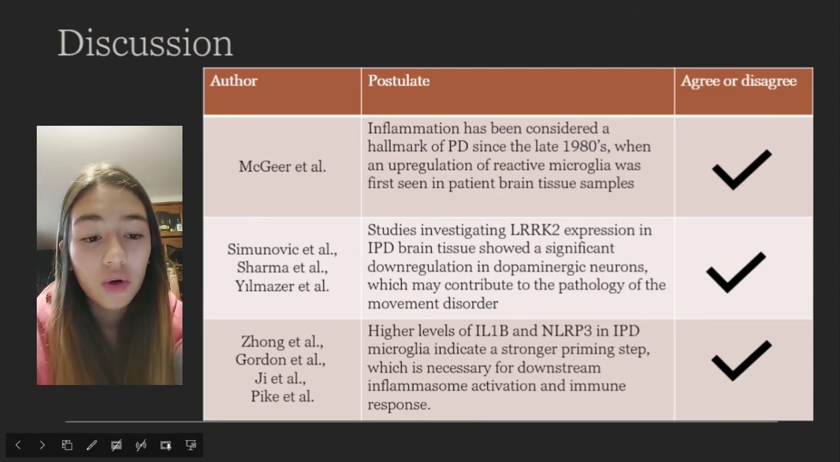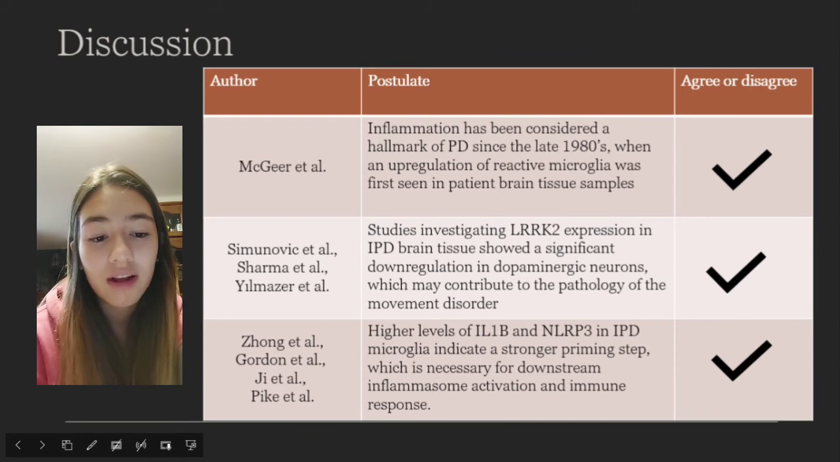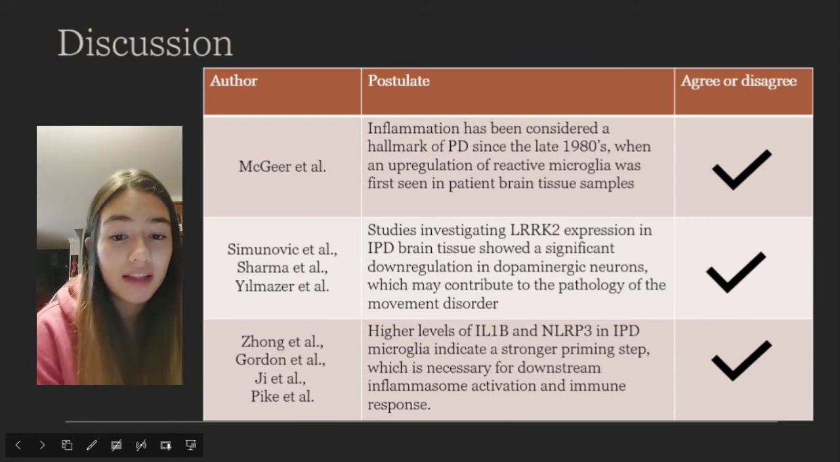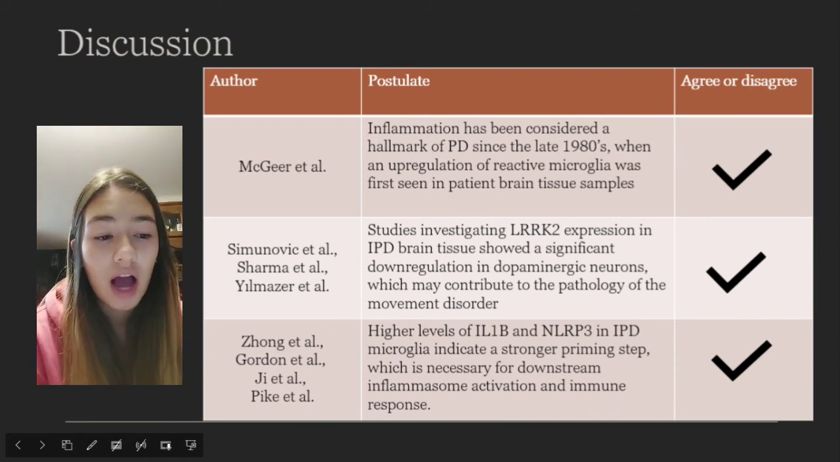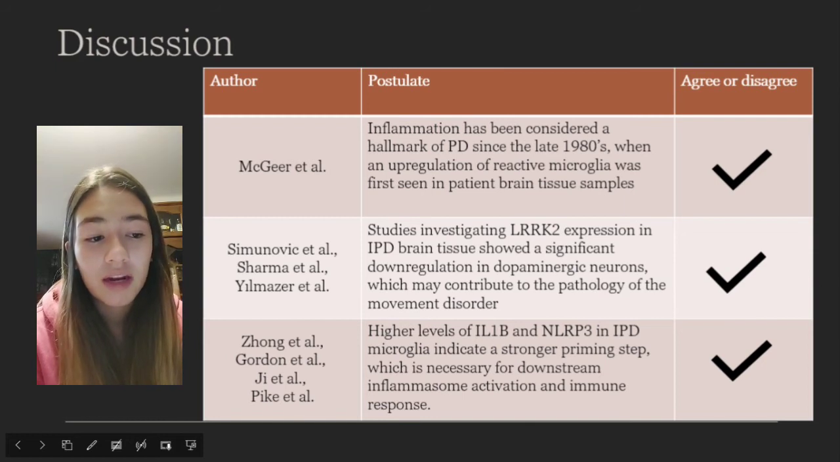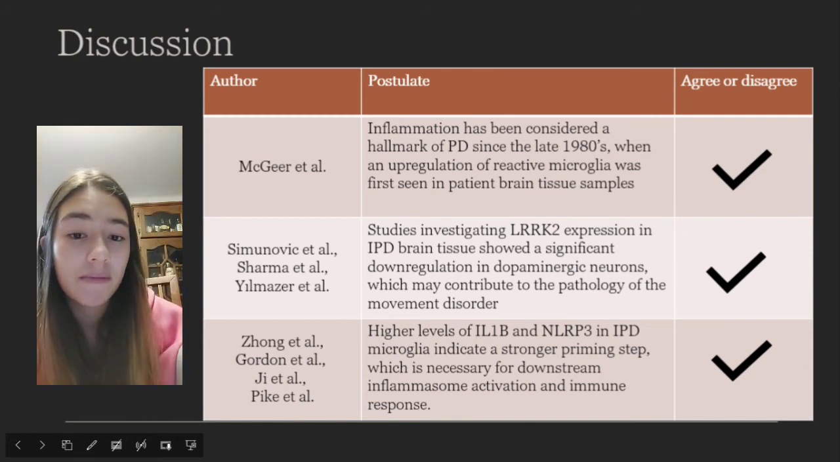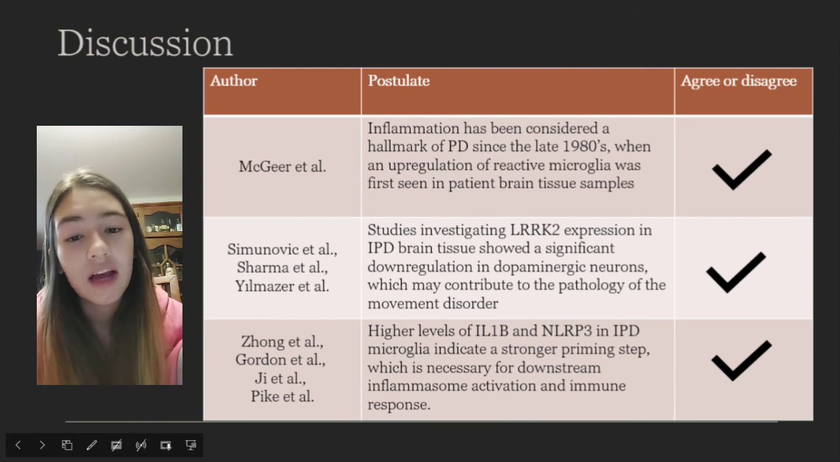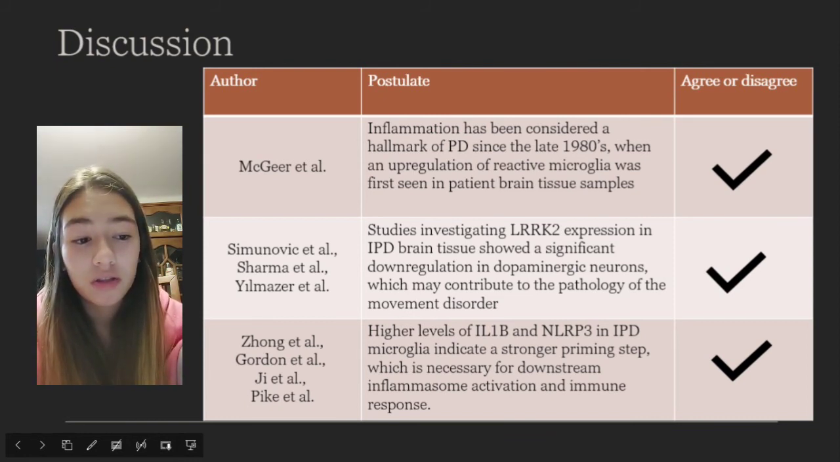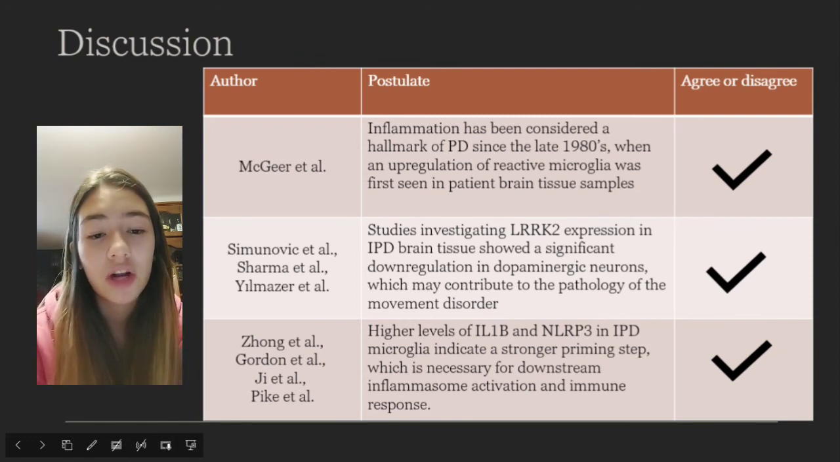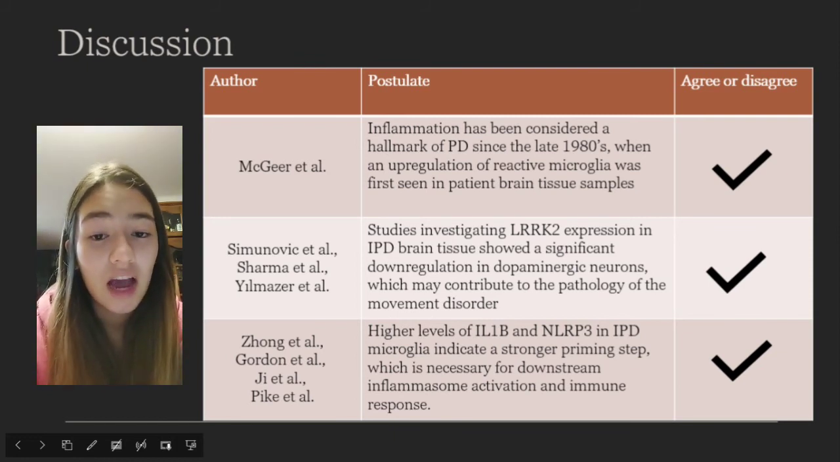Shunk et al., Gordon et al., and Pick et al. said that higher levels of IL-1B and NLRP3 in IPD microglia indicate a stronger priming step, which is necessary for downstream inflammation activation and immune response, and it actually agrees with the results.